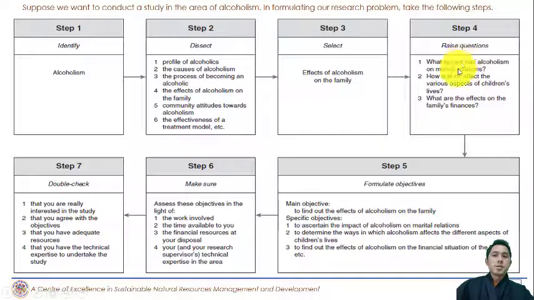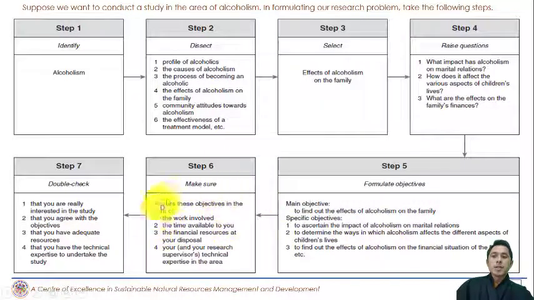Then we raise questions: what impact has alcoholism on marital relations? How does it affect the various aspects of children's lives? What are the effects on families' finances? And after raising questions, we try to formulate our objectives again. When we are formulating objectives, we have two kinds of objectives. One is the main objective, and the other one is specific objectives. So frame those main and specific objectives.